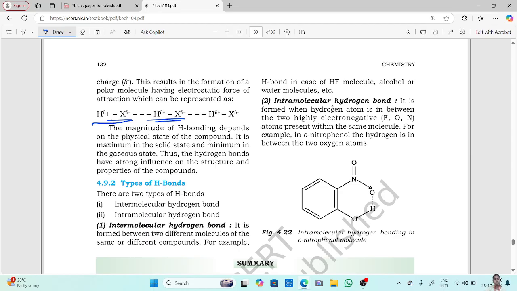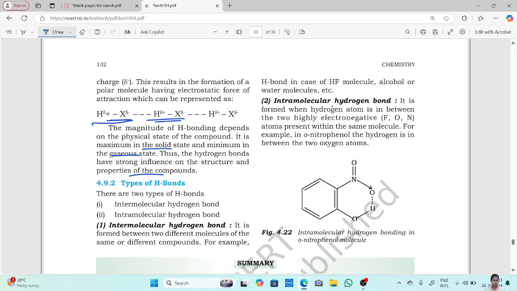Now the magnitude of hydrogen bonding depends on the physical state of the compound. To what extent the hydrogen bonding can happen depends upon the physical state of that compound. It is maximum in solids and minimum in gaseous state. Thus hydrogen bonds have a stronger influence on the structure and properties of the compound, since it is maximum in solid compounds.